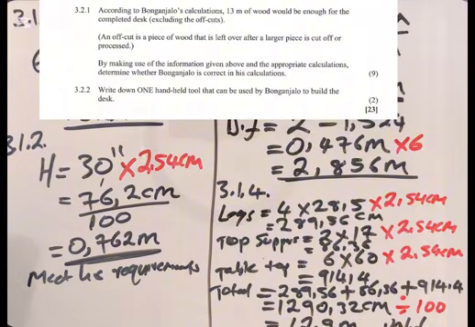Then the last question says, write down one handheld tool that can be used by Bonginjalo to build the desk. We can talk about what? There are many things. Hammer, screwdrivers, and many more.